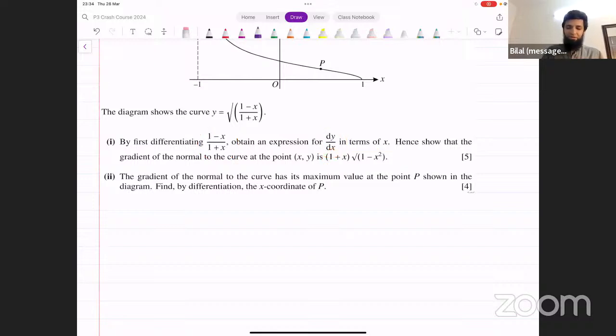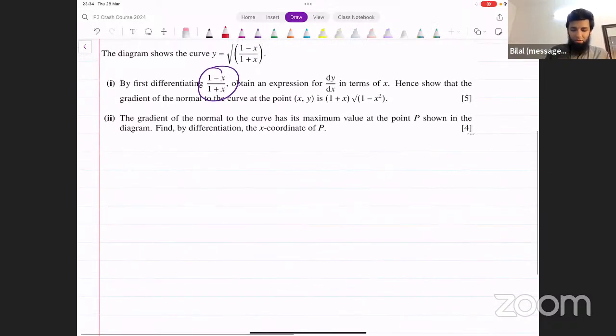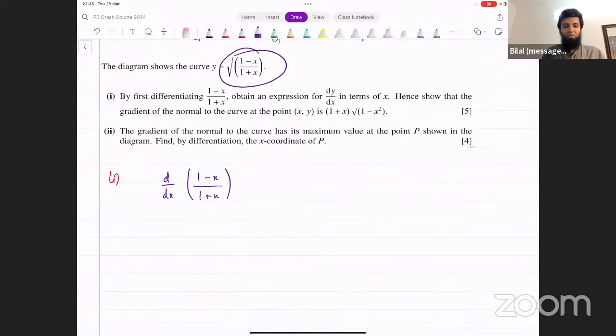Let's first differentiate this thing that they've asked us to do. Derivative of 1 minus x over 1 plus x. So differentiate 1 minus x over 1 plus x with respect to x. That's the first thing you've got to do. We are not differentiating this function, remember? We're just differentiating this fraction for now. 1 minus x over 1 plus x. That's all that we're doing.